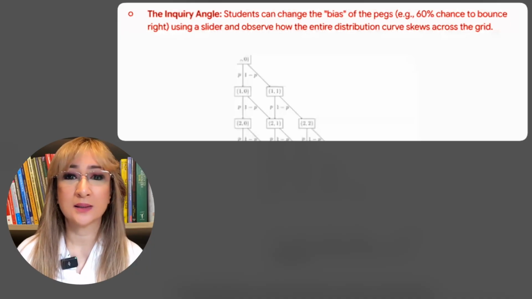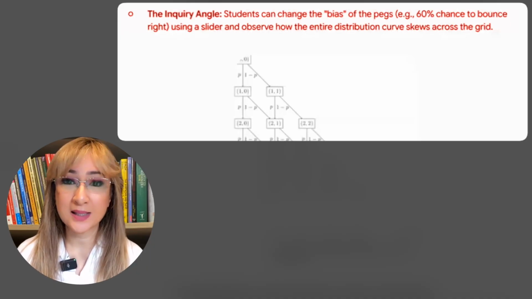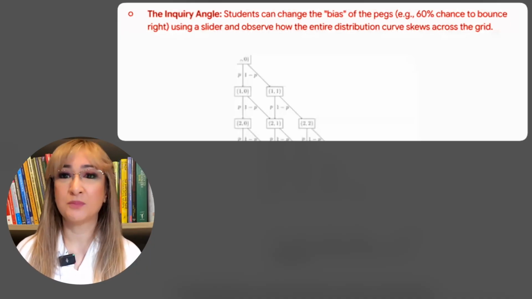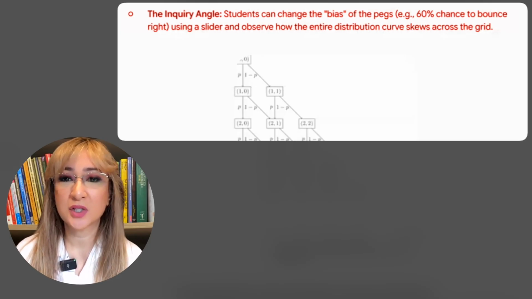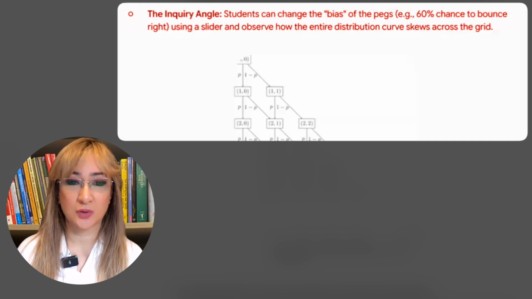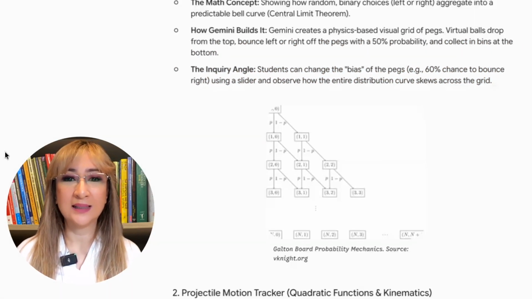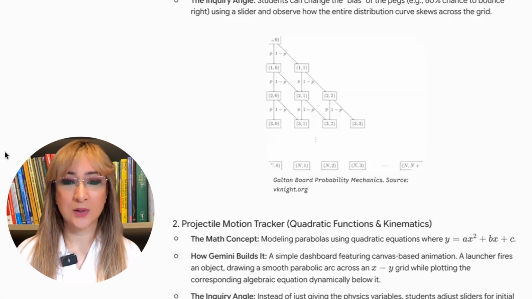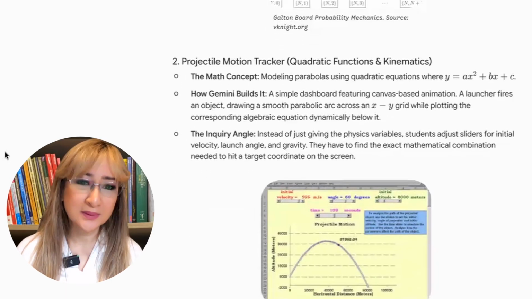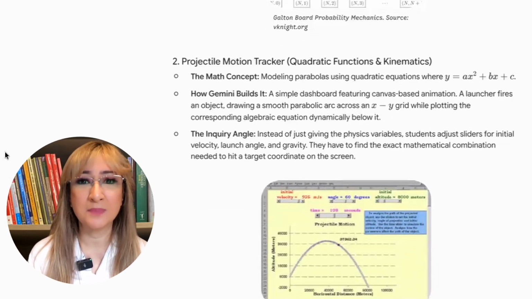And then I think I need to know the prompt in order to create this, right? And I might also have to change my Gemini model. So the inquiry angle is that students can change the bias of the pegs, right? So put 60% to bounce right using a slider, and observe how the entire distribution curve skews across the grid. Okay, I really like that idea. So, let's just have a quick look at the other ones and then let me build that one.